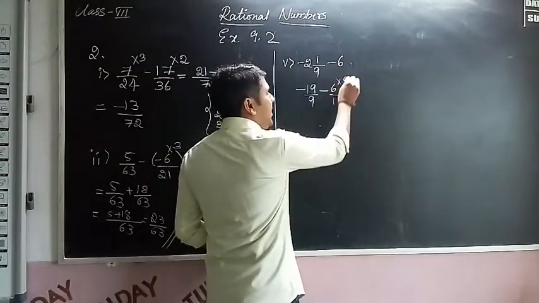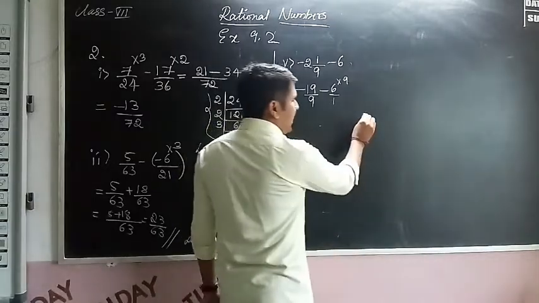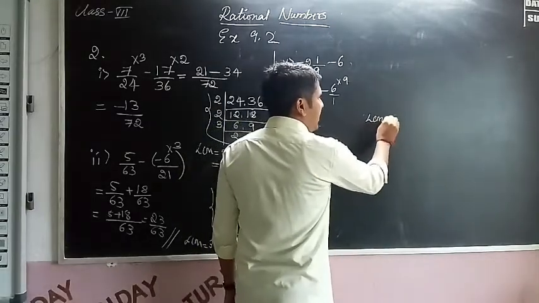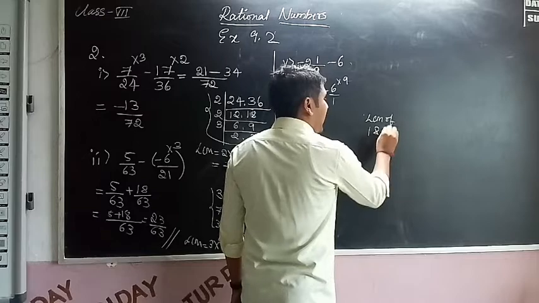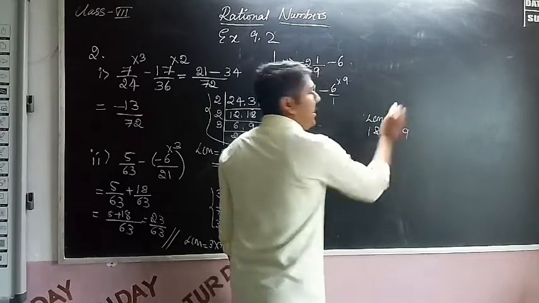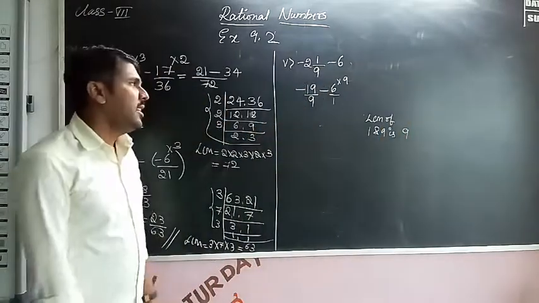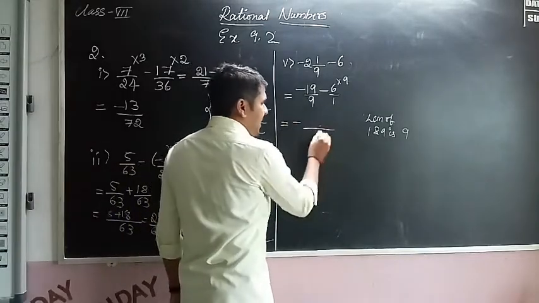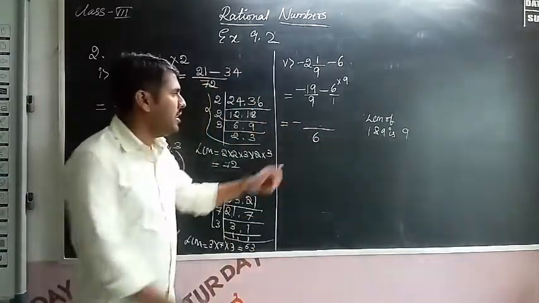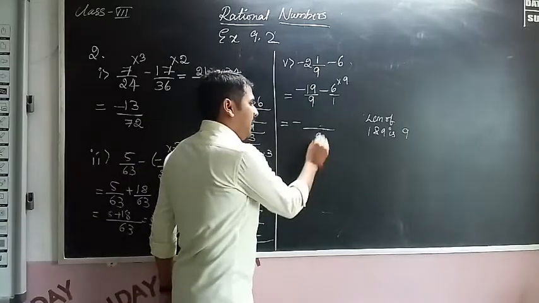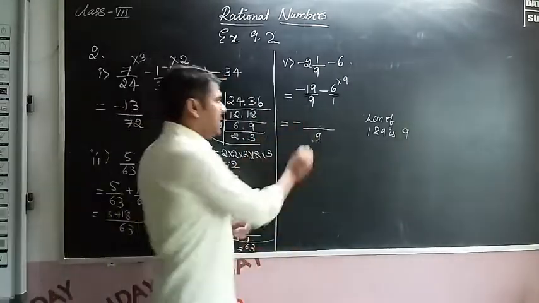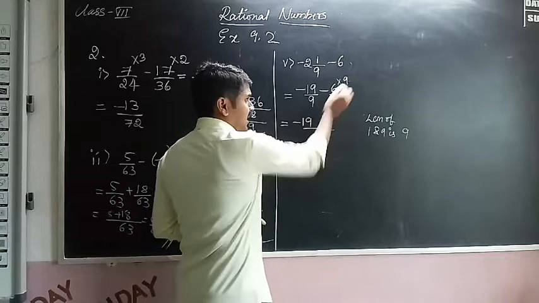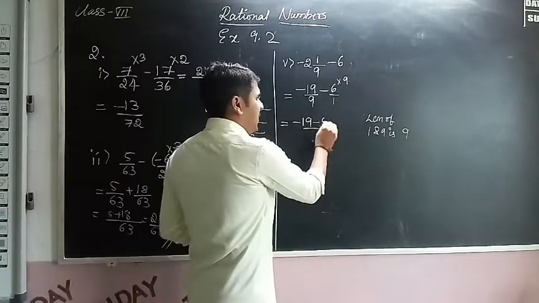So multiply here 9. Why? Because the LCM of 1 and 9 is 9. So now multiply 6 as it is here, because sorry, not 6, this is 9. The LCM is 9. So minus 19. 6 9s are minus 54.